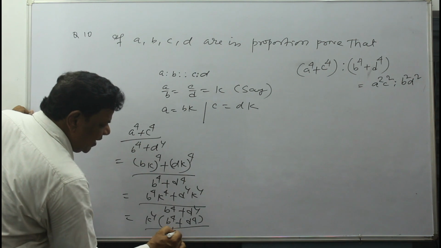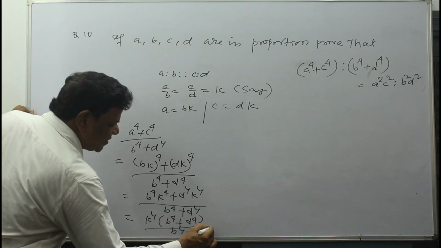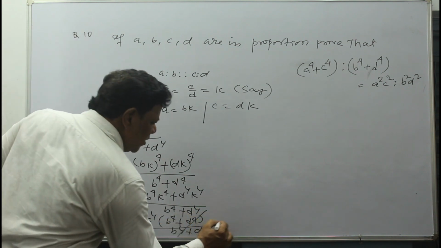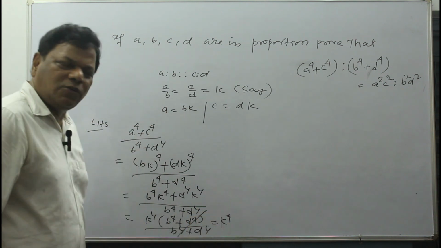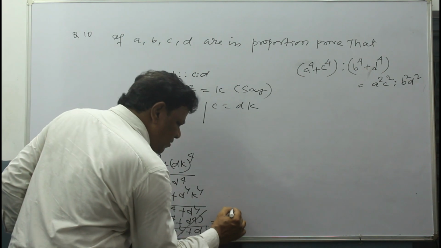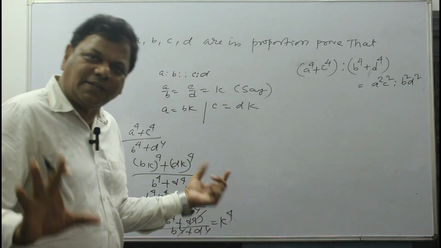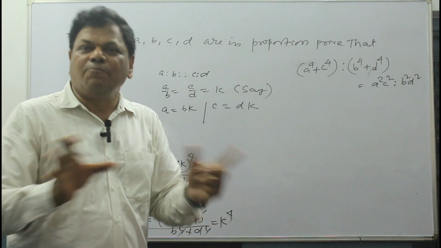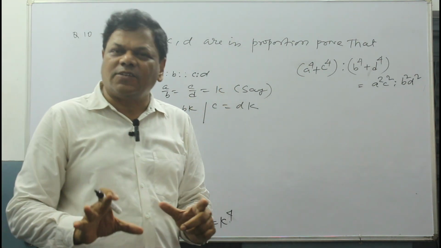And down what is, children? It is less space, so try to understand it. This is cancelled. Okay. Now what is left? Equal to k⁴ is coming. That means from LHS I have got k⁴. That means from RHS also I have to get k⁴. Then both should come equal. Then I can say LHS equal to RHS.